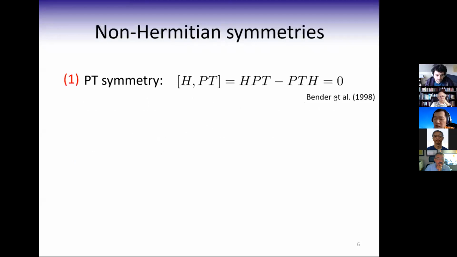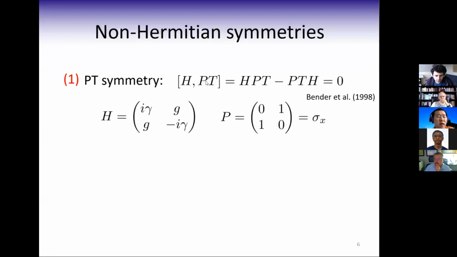Okay, so now, non-Hermitian symmetries. The first one I'll talk about, without surprise, is PT symmetry. That's what everybody is familiar with. I just want to point out that it is a standard symmetry defined by a commutation relationship between an operator and a Hamiltonian. Here we know that the operator is anti-linear. Of course, it was worked out by Carl Bender and others in the 90s.